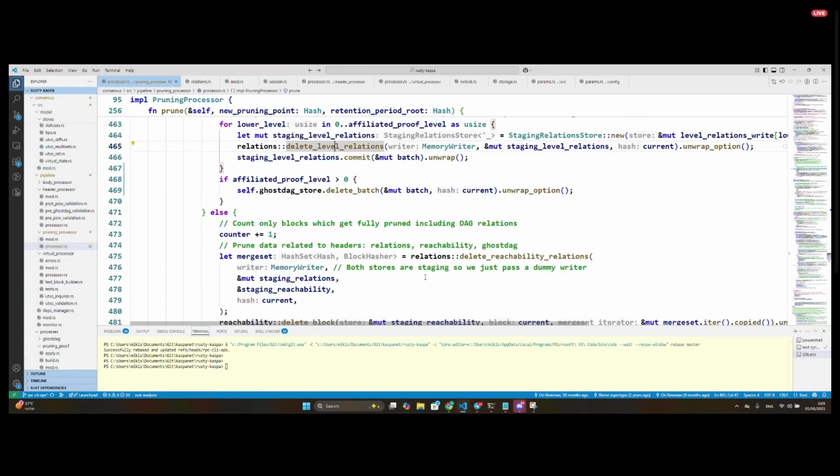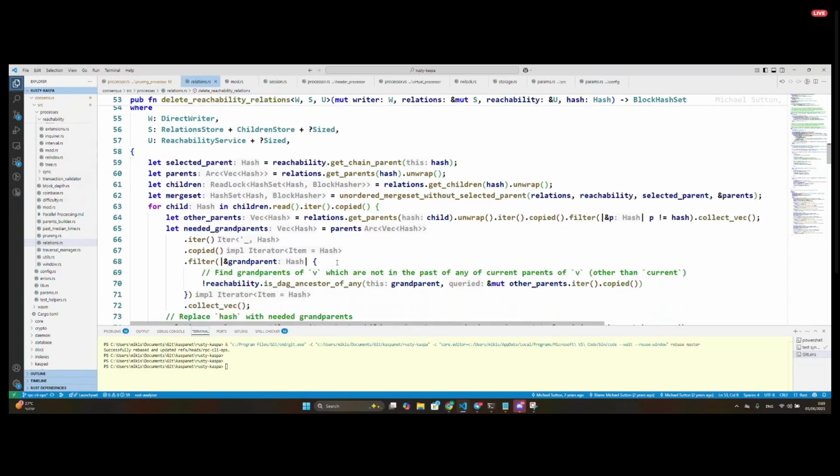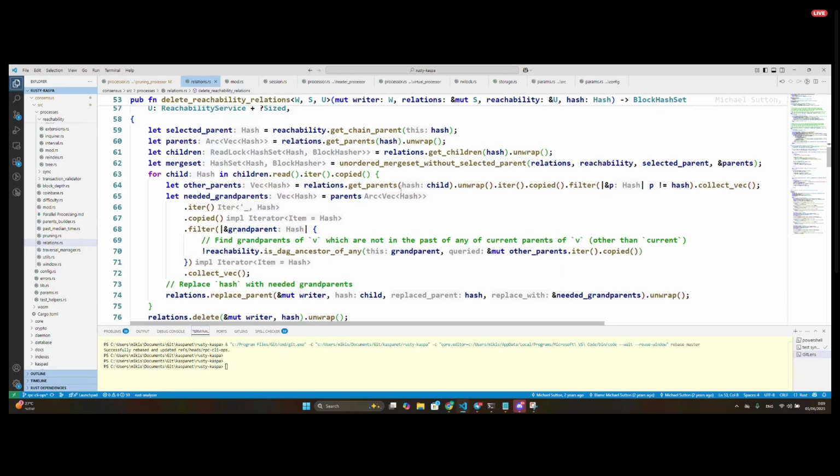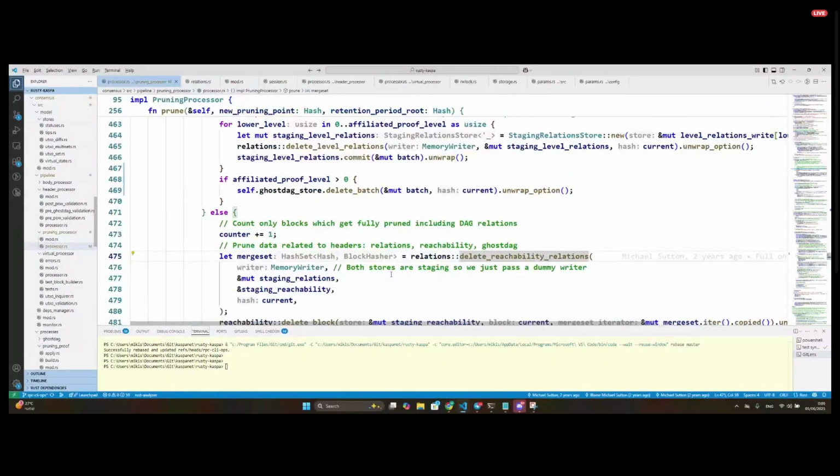But when we delete reachability stores, we go into a different algorithm, which is more complicated. And here we actually reconnect grandparents to children. So if I delete block P, I make sure to connect. If, for instance, P was the only parent of block C, and P has a parent block A, then deleting block P, I'm going to make sure to connect C and A to have a parent-child relation from now on. And that is only required for pruning.